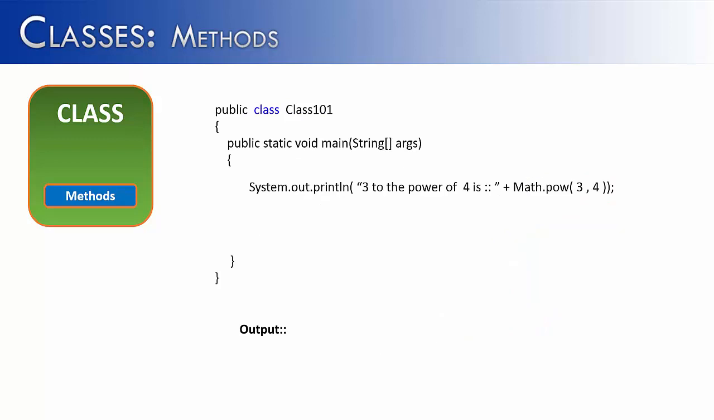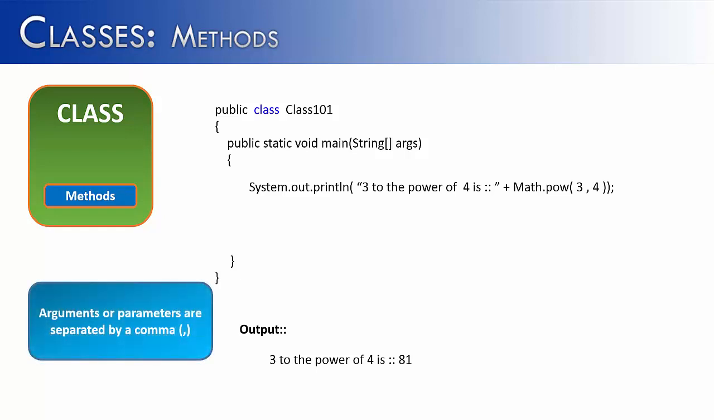Next, let's look at a different method of the Math class, and that is .pow. Pow takes the first argument and raises it to the power of the second argument. So if we were to run this program right now, it would say 3 to the power of 4 is 81. Arguments or parameters are separated by commas. In between the 3 and the 4, we have a comma indicating that 3 is the first value to be worked on and 4 is the second value to be worked on.